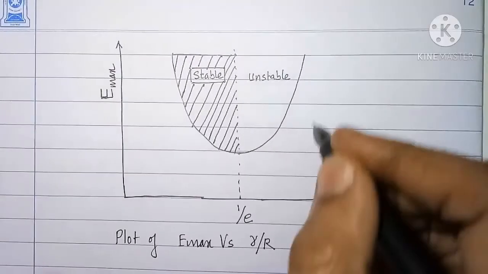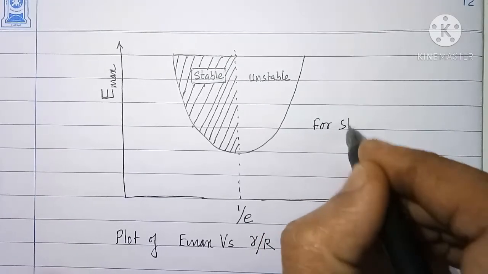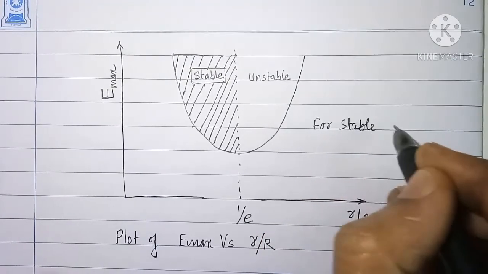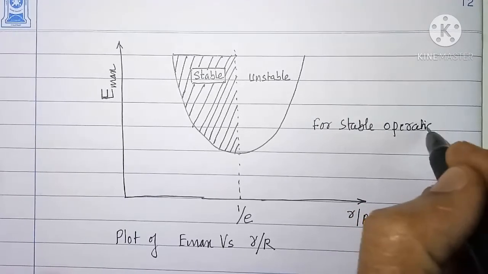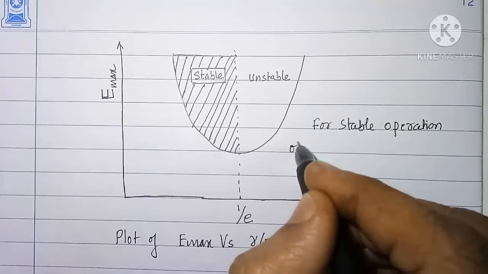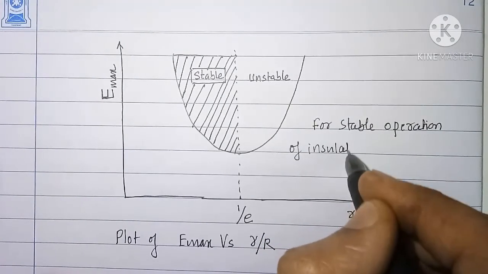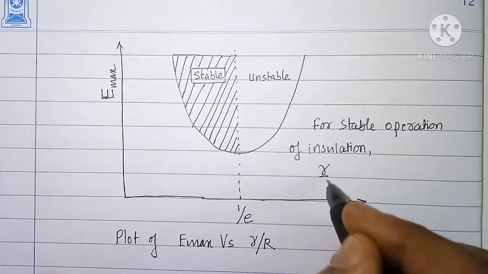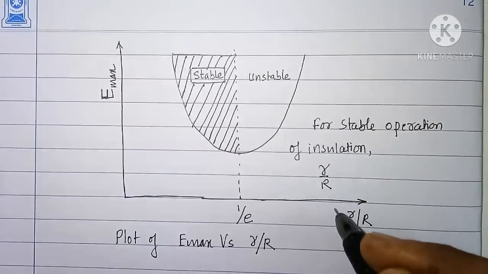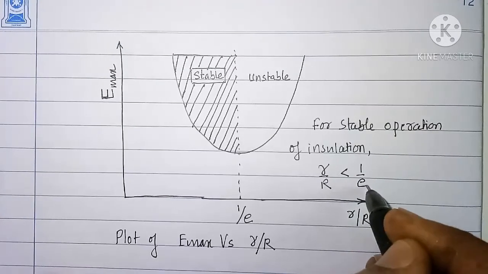We shall mention that here only. For stable operation of insulation, small r by capital R should be less than 1 by e.